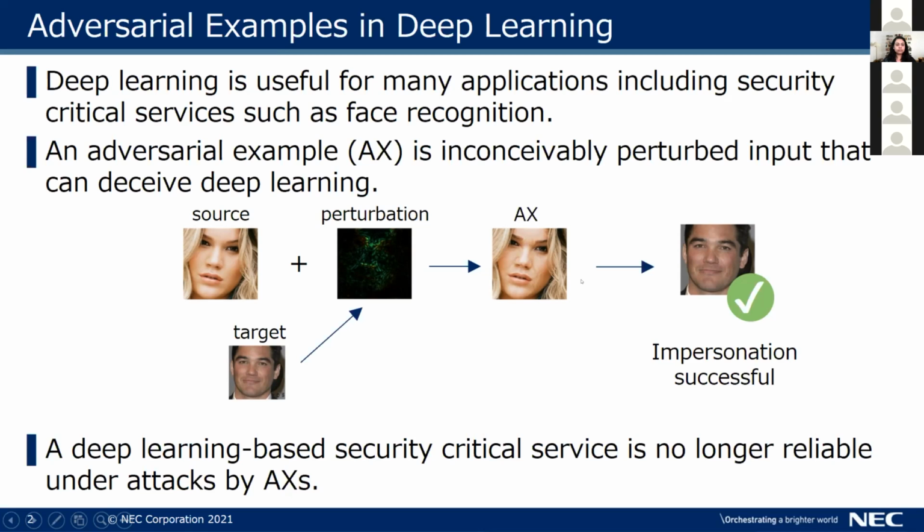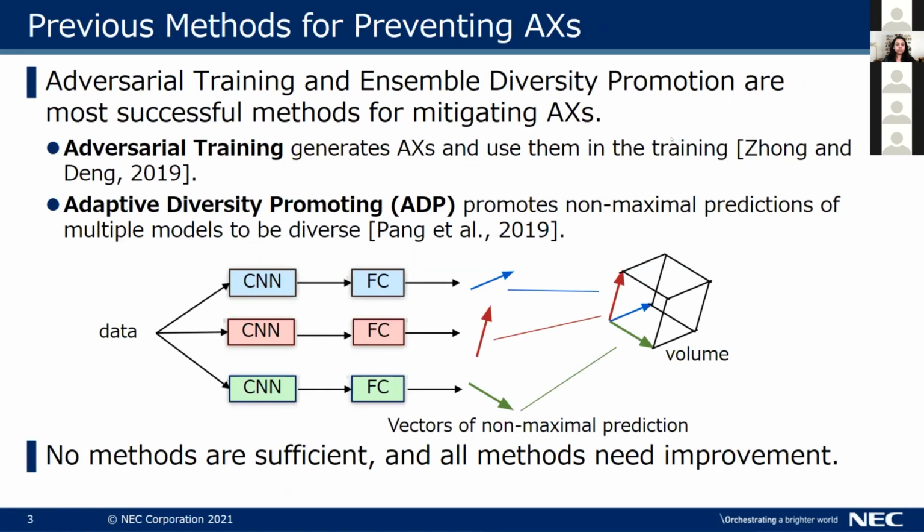So deep learning-based security critical services are not reliable under attacks by AX. So many methods of preventing AX have been proposed. Adversarial training and ensemble diversity promotion are the most successful methods among them. Adversarial training generates AX and uses them in the training phase. The adaptive diversity promoting method, called ADP, promotes the non-maximal predictions of multiple models to be diverse.